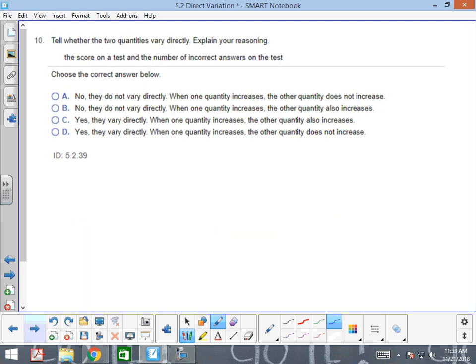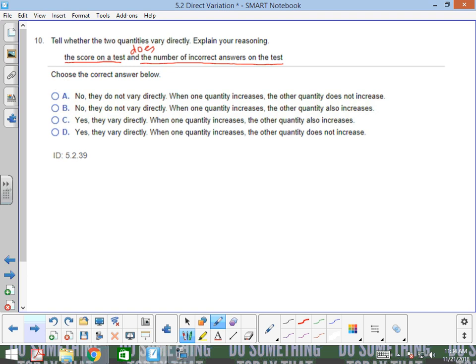Okay, so do the same thing for number 10. As the score on a test increases, does the number of incorrect answers on the test increase? Okay, well that would be no. Okay, when one quantity increases, then the other quantity does not increase. So when the score on the test increases, then the other quantity, the number of incorrect answers, does not increase. In fact, it should be decreasing. So that will be A. Okay, all right, so there's those examples. Now you're ready to do the homework.